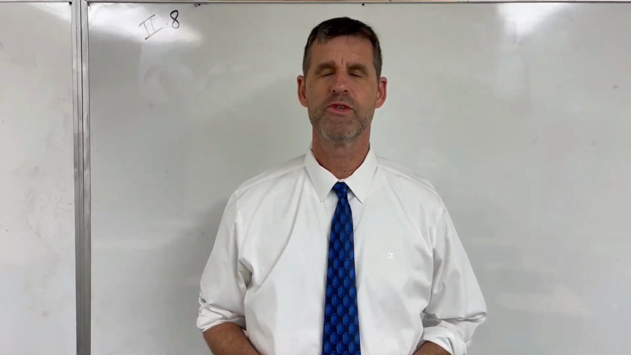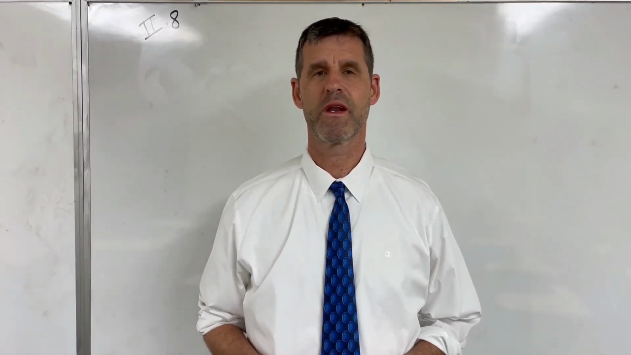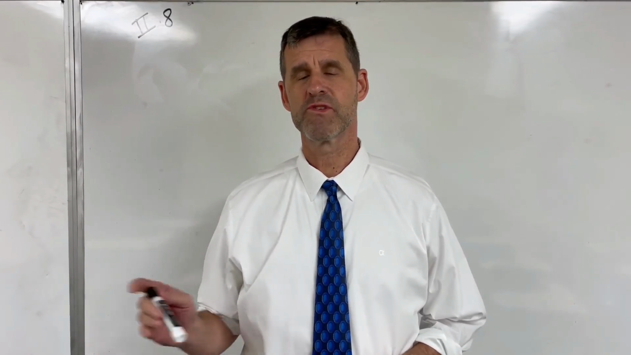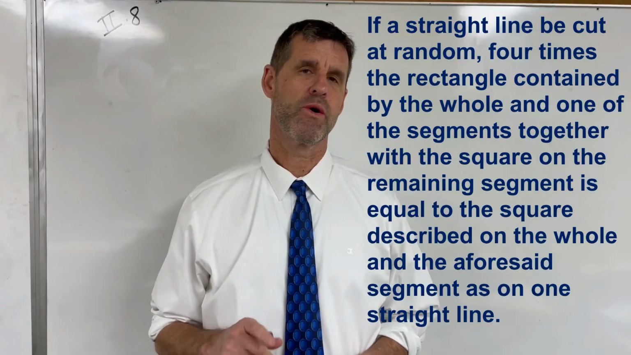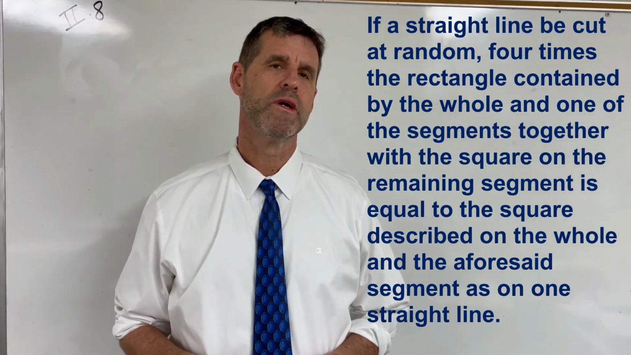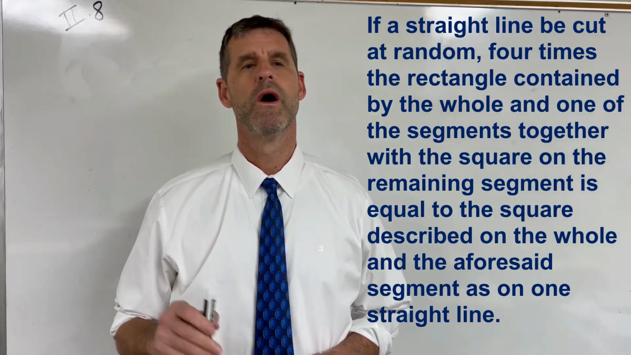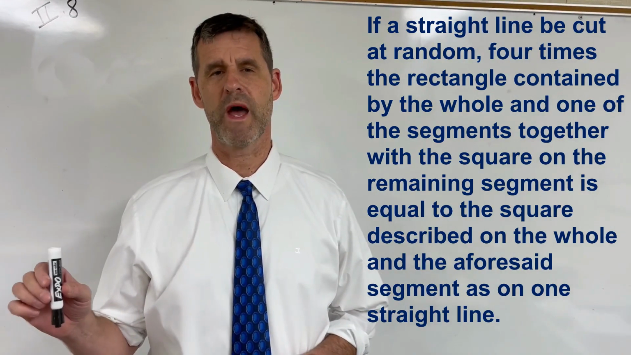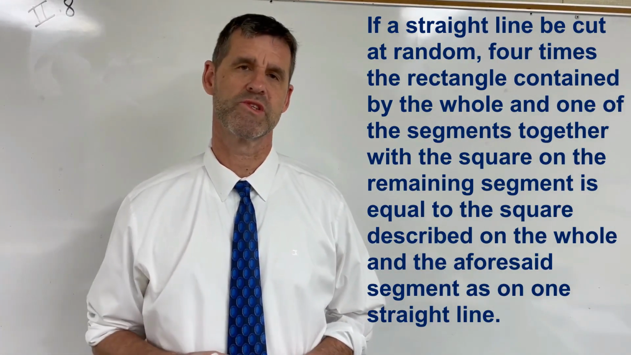Euclid's Elements, Book 2, Proposition 8. If a straight line be cut at random, 4 times the rectangle contained by the whole and one of the segments, plus the square on the remaining segment, is equal to the square on the whole and the aforesaid segment as on one straight line.